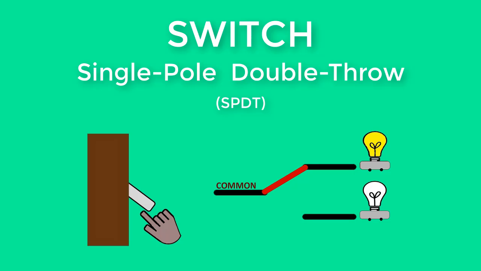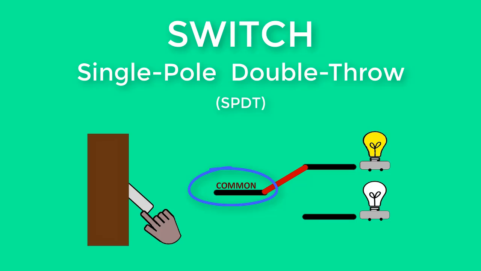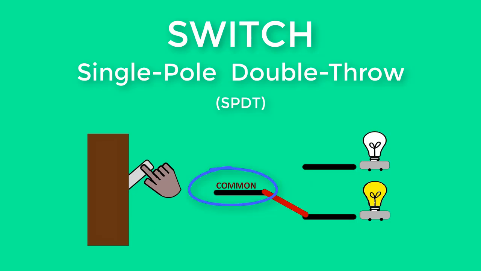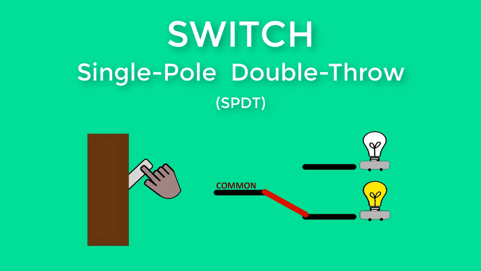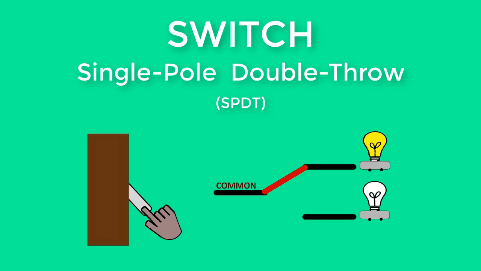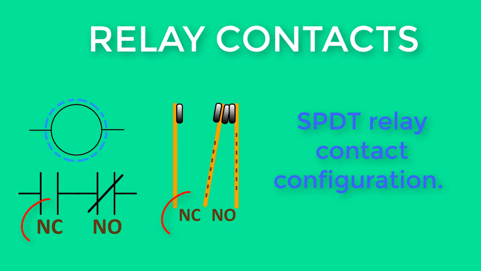Relays may use a single-pole double-throw contact configuration. An example of a single-pole double-throw switch is shown. Notice the common connection. The switch alternates the connection points. The common connection point is always connected to one or the other switch connection. A single-pole double-throw contact configuration is common in relays.